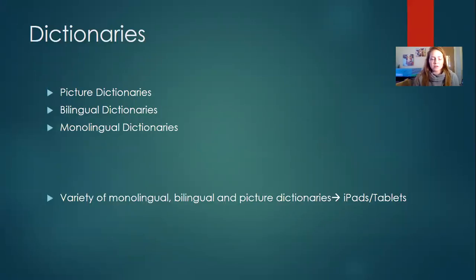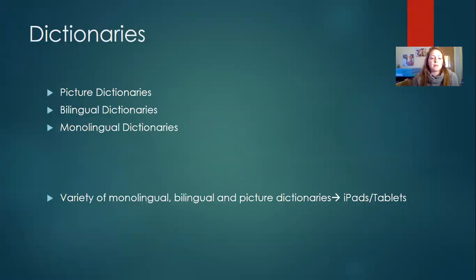Monolingual dictionaries, so this is just a regular English dictionary. These are more for students who are at higher levels of English proficiency. So these students don't necessarily need the support. They get the general definition of the words. They mostly know how to spell it. They just use it as a backup support for if they're trying to find the concrete definition of the word, and to just check their spelling if they're unsure.